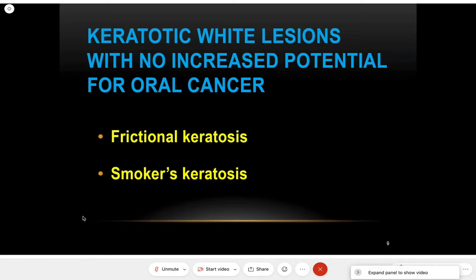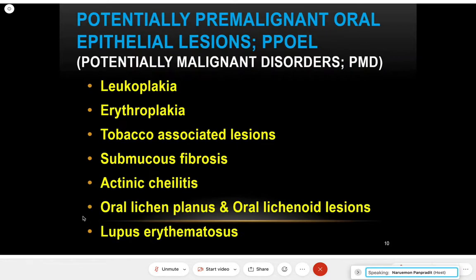So I will explain friction keratosis and smoker keratosis. And the last one, the most important, the PPOEL group or PMD group. I will talk about leukoplakia, erythroplakia, tobacco-associated lesions, submucous fibrosis, actinic cheilitis, oral lichen planus, and oral lichenoid lesions. And finally, lupus erythematosus.